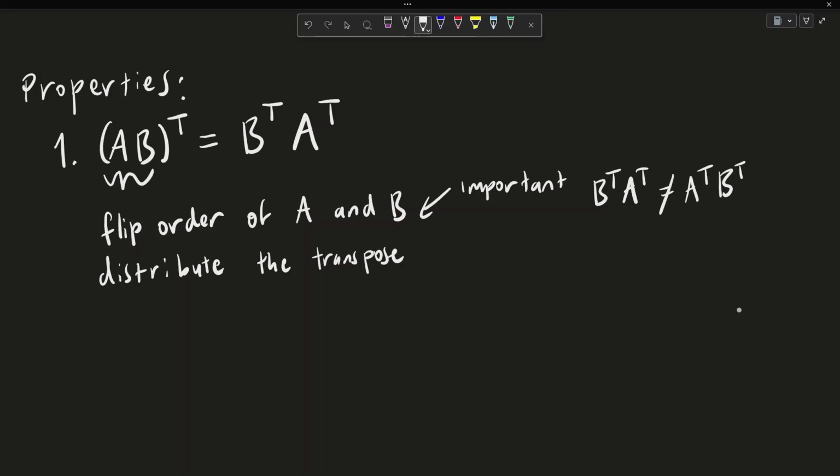These are not equal. The second property of matrix transposition is that A transpose transposed is equal to A. So essentially, transposing a transpose cancels it out.